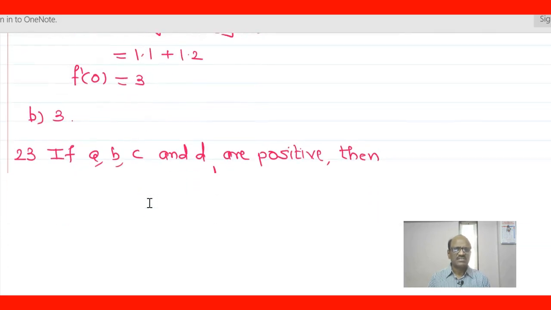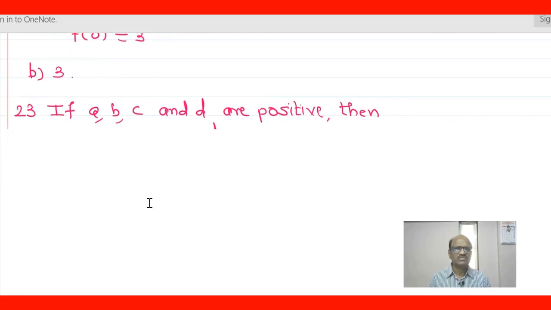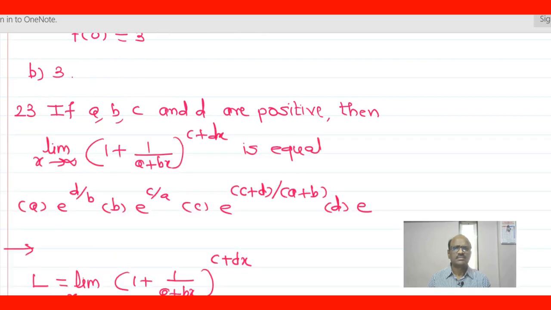Now next: if a, b, c and d are positive, then limit x tends to infinity of (1 plus 1 upon a plus bx) raised to c plus dx is equal to what? Again this is a very simple limit. This is the formula of the type: the limit x tends to infinity of (1 plus 1 upon x) raised to x is equal to e.